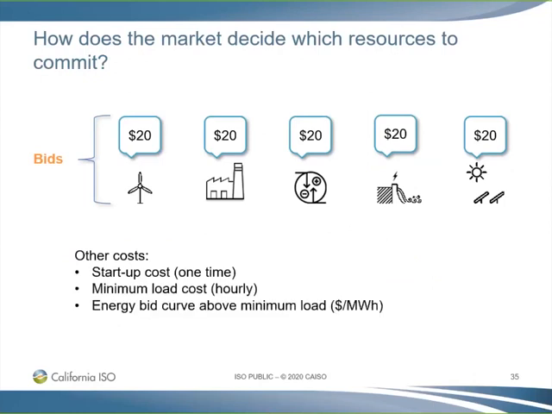Even though all of these resources have a bid at $20, it may cost more to start up a gas-fired generator than a wind resource. So the market will award the wind resource in lieu of the gas-fired generator. Additionally, the market looks at whether it's cheaper to start up a resource or use one that's already running. So is it cheaper to keep a resource at its physical minimum or to start up another one?